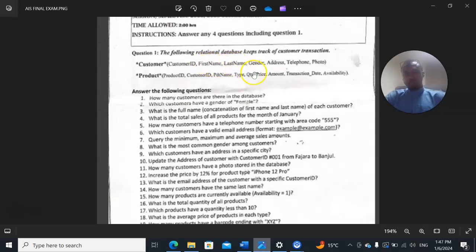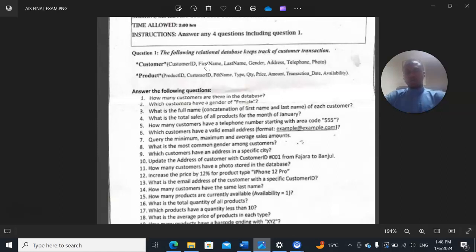Last name also cannot be the primary key, and neither can gender, address, telephone, and photo. So to differentiate each customer, we use customer ID as the primary key. And when you look at the primary key, it cannot be duplicated. That is one of the conditions, a characteristic of the primary key. Secondly, the primary key cannot be a null value, meaning it cannot be a zero value. And the third condition is that the primary key must be unique in each table. So basically, these are the conditions of the primary key.